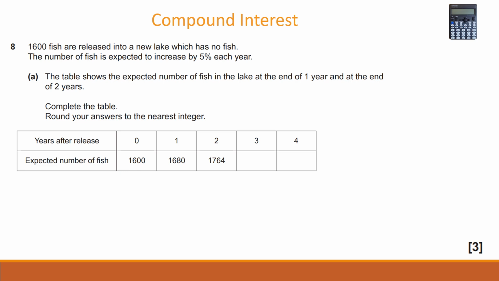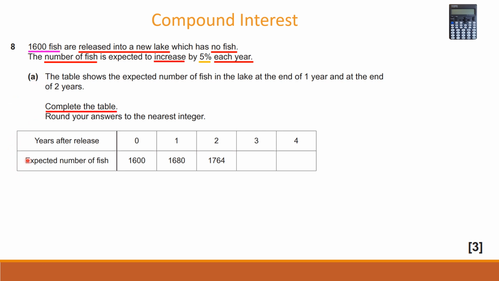This is a question on compound interest. The key words in the question are that we have got 1,600 fish. They're released into a new lake which currently has no fish in it. The number of fish is going to increase by 5% every year. You can see the information in the table below. That's what this middle paragraph here tells us about the information in the table.